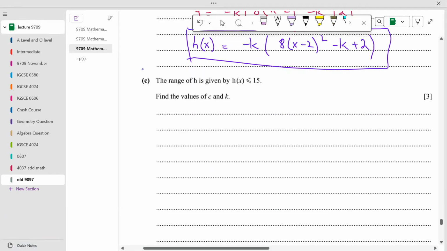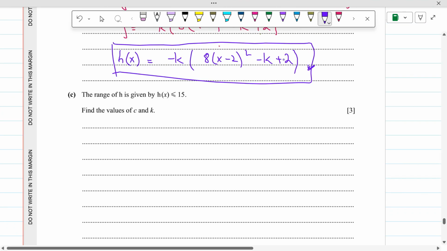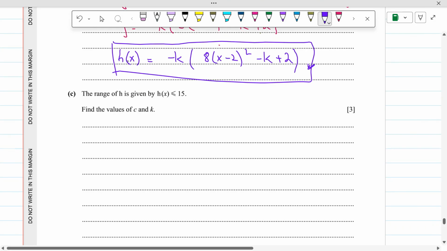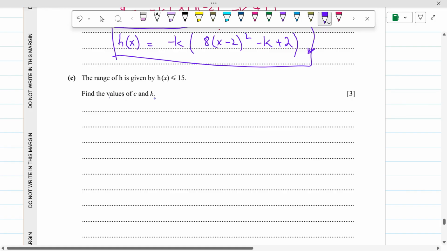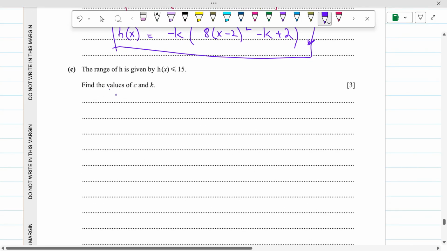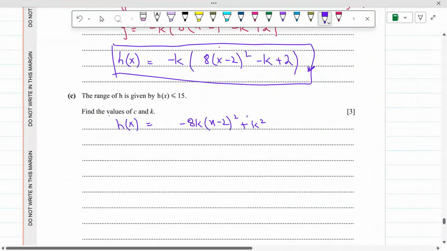Now part C. The range of h is given by h of x is less than or equal to 15. This is h of x and the range of this function is given, which is less than or equal to 15. Find the value of c and k. First we solve this one. h of x is equal to negative k times 8, so negative 8k times (x minus 2) whole square minus negative k squared, so this one will be positive k square, and negative k times 2 is negative 2k.